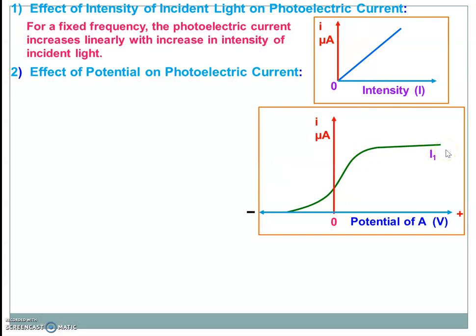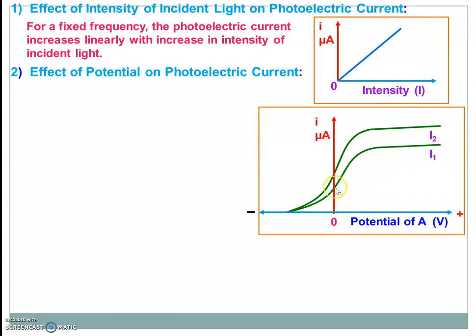a saturated value. Further, if we increase the intensity of radiation and make it fall over the cathode, then the magnitude of current also increases. The graph shows that on increasing the potential of anode, photocurrent increases, because I2 is greater than I1, so the saturated current corresponding to I2 is more than the saturated current corresponding to I1.